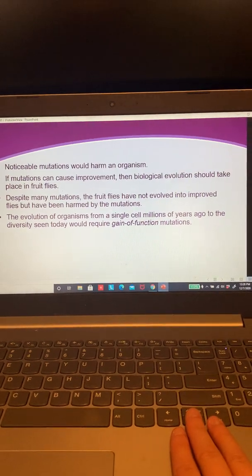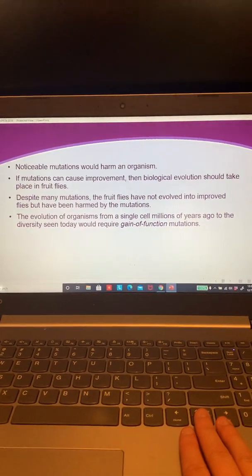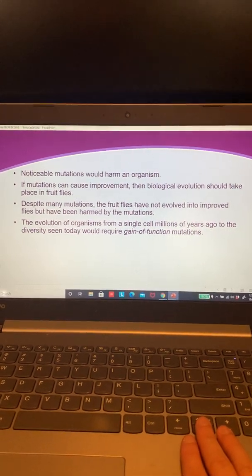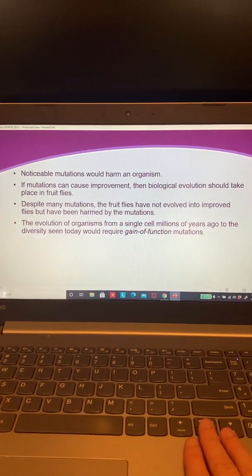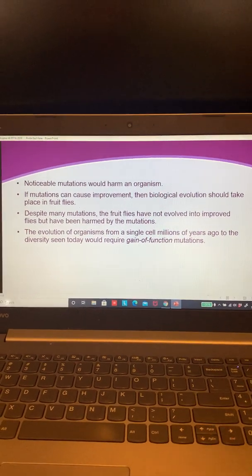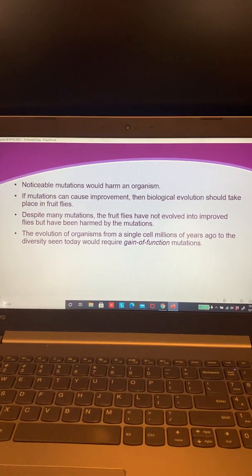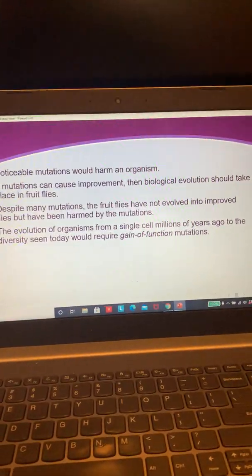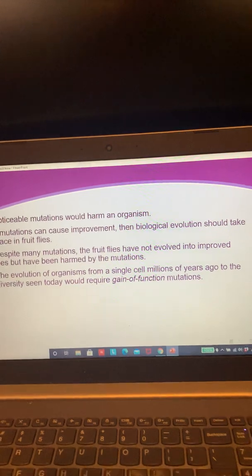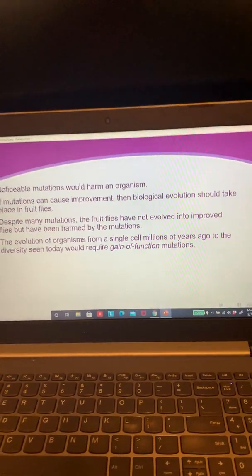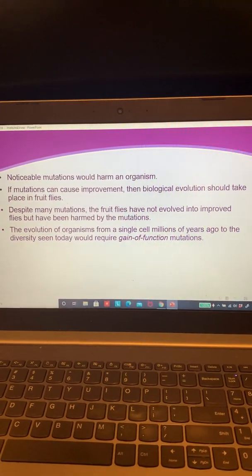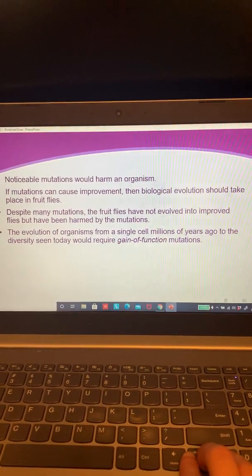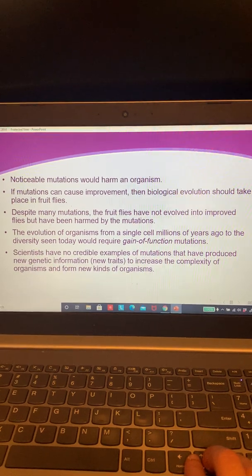The evolution of organisms from a single cell millions of years ago to the diversity seen today would require gain-of-function mutations. A gain-of-function mutation would mean that the mutation causes a more desirable trait in the organism. But most of the time what we see is a loss-of-function mutation, such as albinism. We talked about albinism being a mutation that causes the person to have less pigment in their skin. That is a loss-of-function mutation, which is what we normally see.